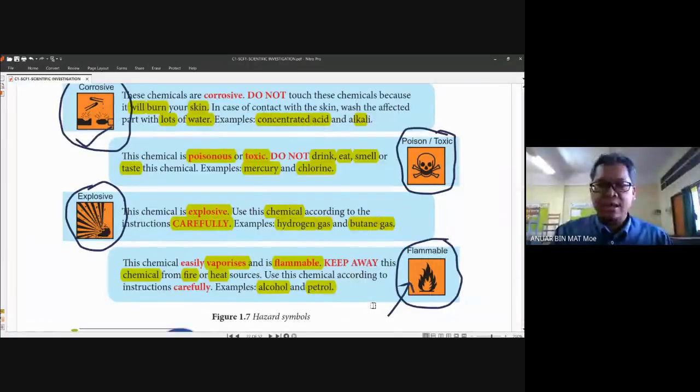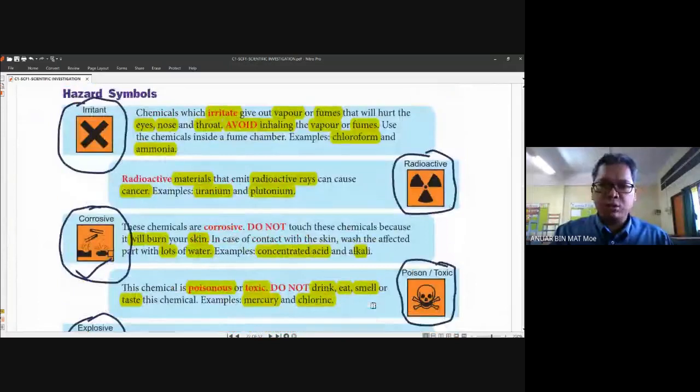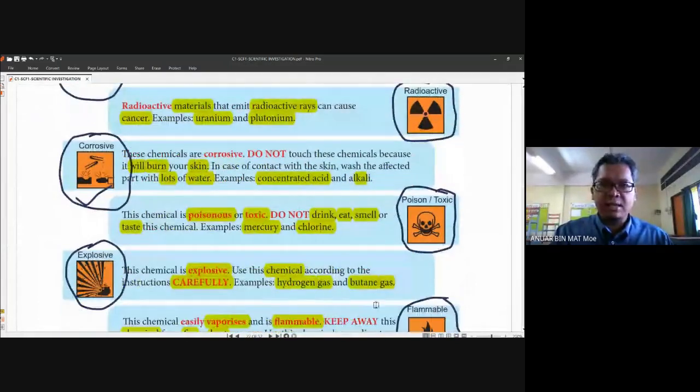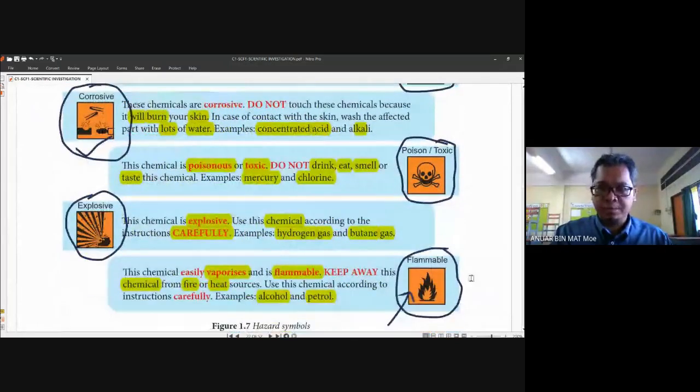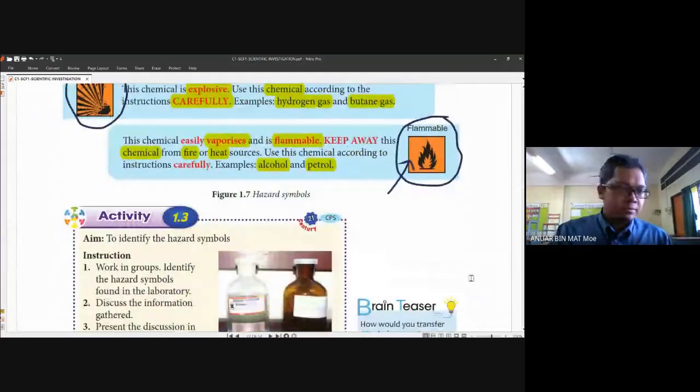Okay, how many symbols? 1, 2, 3, 4, 5, 6. The 6 symbols here. Okay, any questions?